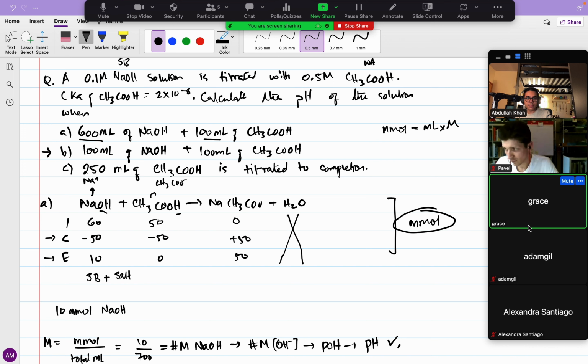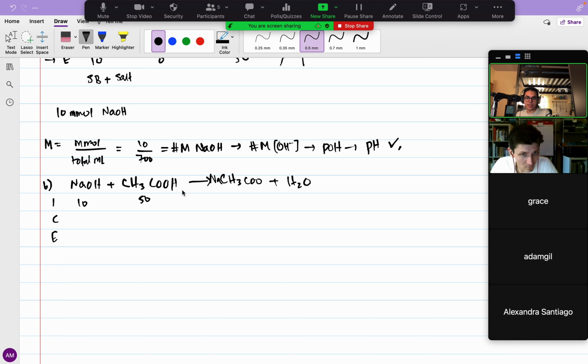We have 10. 10, good. What about CH3COOH? 50. Good. What about the salt? 0, and this we don't care about. What is limiting here? The NaOH. Okay, so tell me what the change row would look like now.